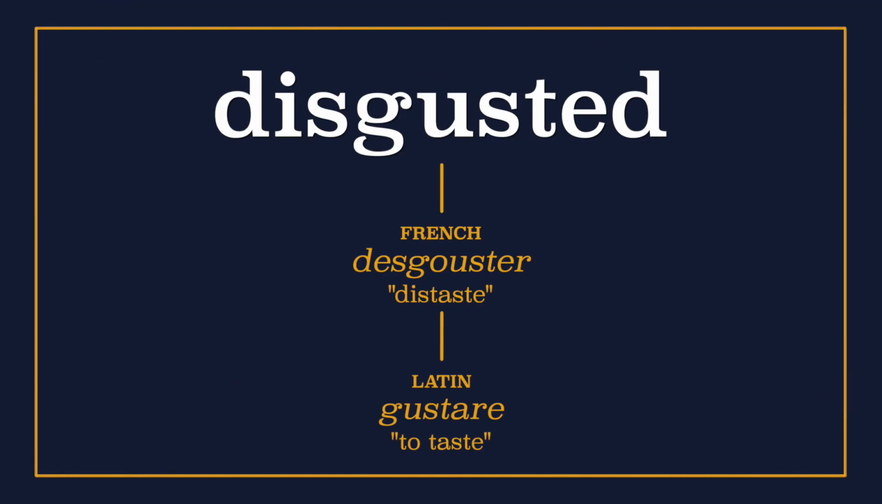Now, the word disgusted arrived in English in the late 16th century from the French déguste, the opposite of taste, basically, or distasteful, literally. And its Latin root is the Latin gustare, which meant to taste. So gust, if it existed in English, would simply mean taste.